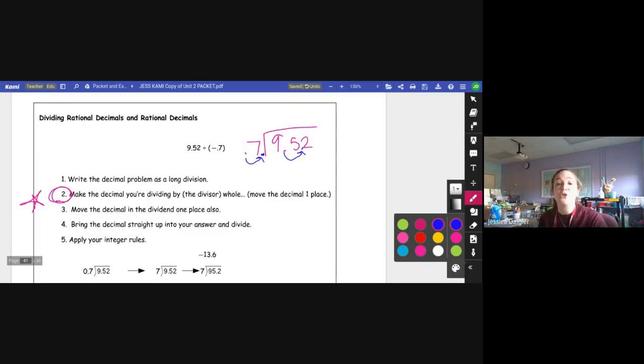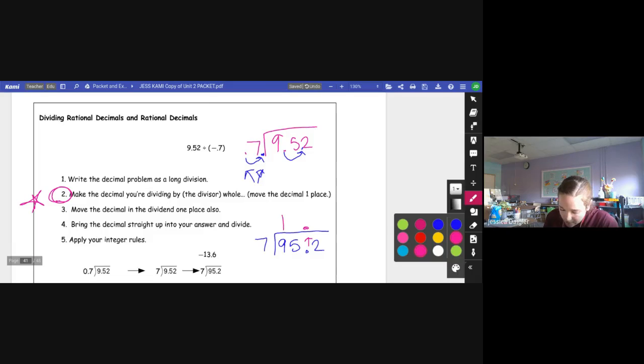I am going to rewrite this because right now I've got 2 decimal points in each number, and that is not allowed. So I'm going to rewrite it as 7 on the outside and 95.2 on the inside. Bring up your decimal point so it's part of your answer, and now the rest is exactly the same as Mrs. Piacenti explained it.